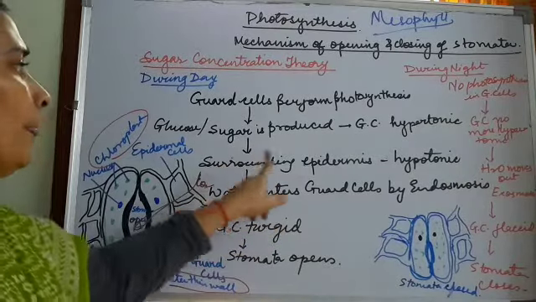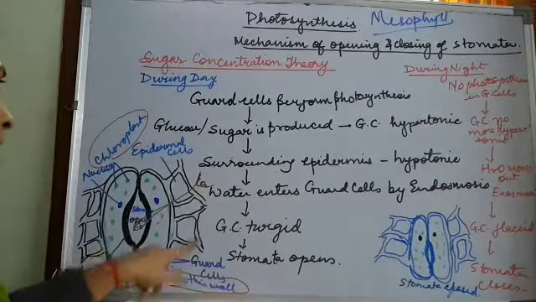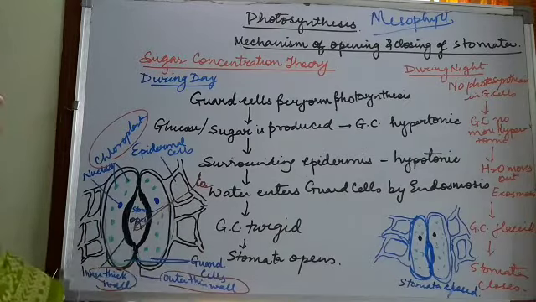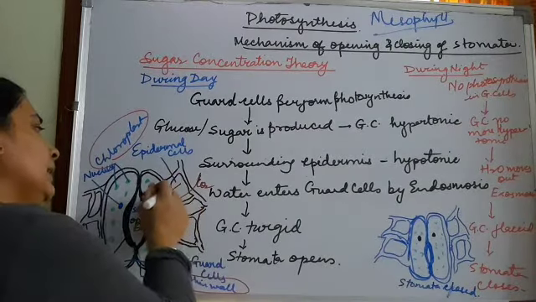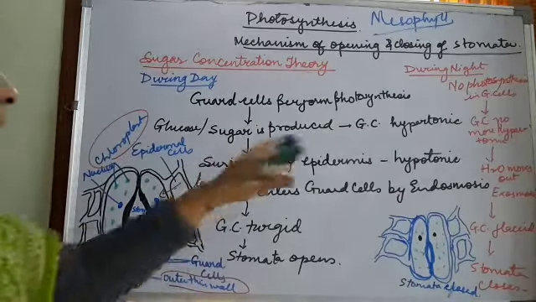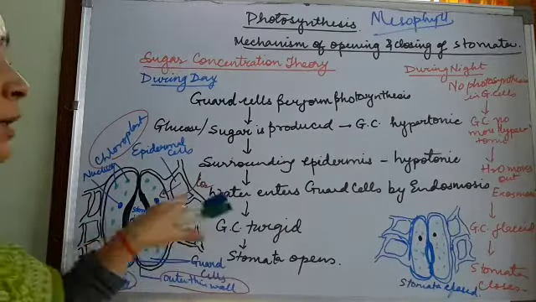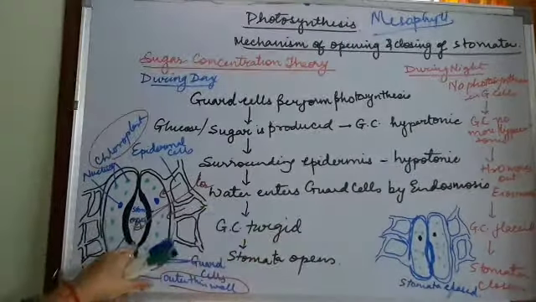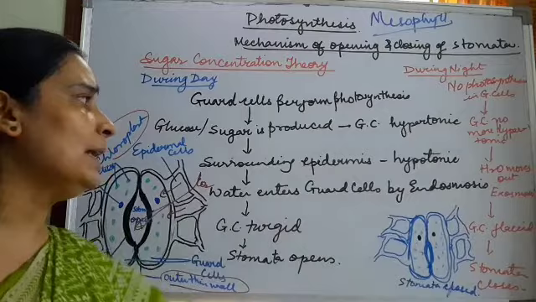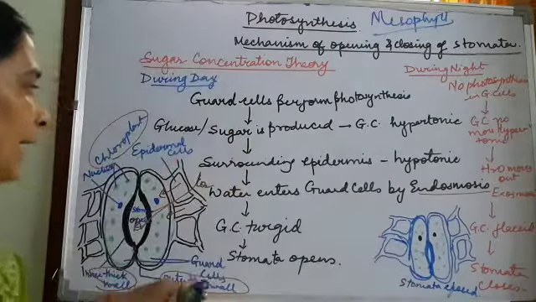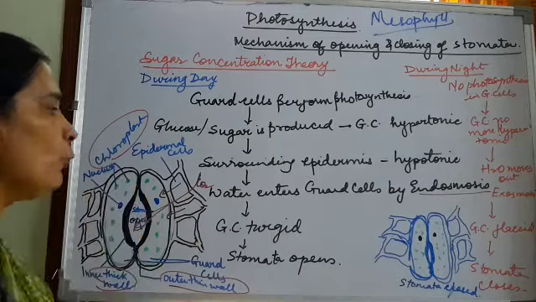Endosmosis. So the surrounding epidermis, what is there? It is hypotonic. So the epidermal cell will start taking in water, because the concentration inside has increased. So inside is hypertonic, and outside the water concentration is less, so diluted, hypotonic water will start moving in. Water enters the guard cells by the process of endosmosis.